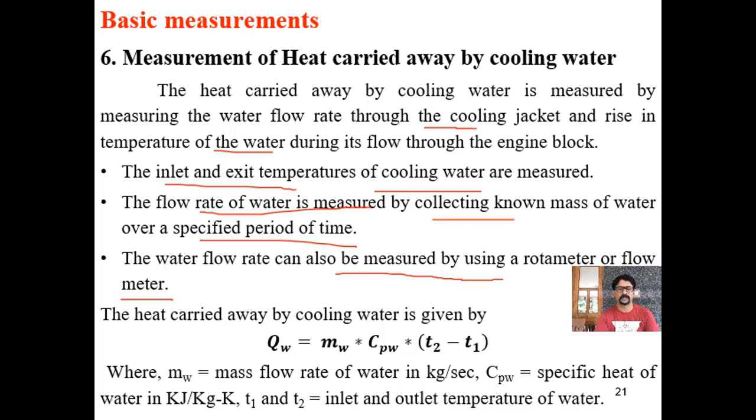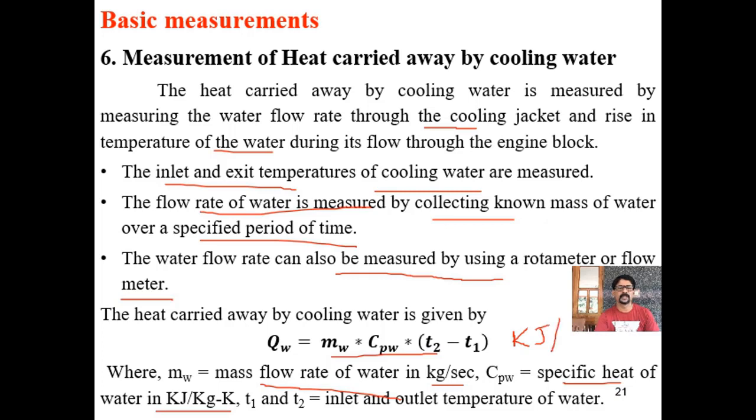If you note down all those readings, then the heat carried away by the cooling water is given by Qw is equal to mass of water into specific heat of water into temperature rise, which is nothing but T2 minus T1. Here the mass flow rate of water should be in kg per second, and Cpw is the specific heat of water, which should be in kilojoules per kg per Kelvin. This value is a constant 4.187, and T1 and T2 are the inlet and outlet temperatures of water. In that case, this answer will be in kilojoules per second if the mass flow rate is kg per second.